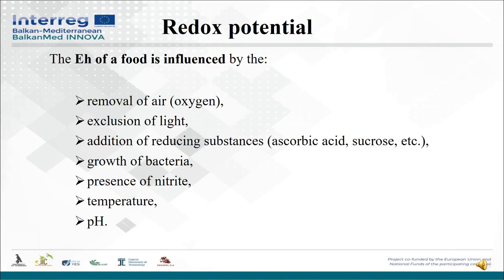The redox potential of a food is influenced by the removal of air, exclusion of light, addition of reducing substances such as ascorbic acid, sucrose, etc., growth of bacteria, presence of nitrite, temperature, and pH.